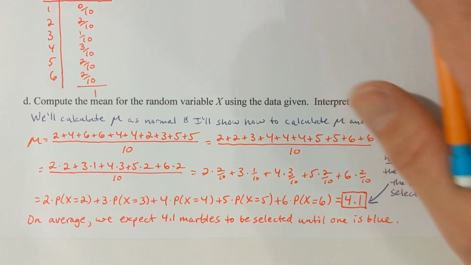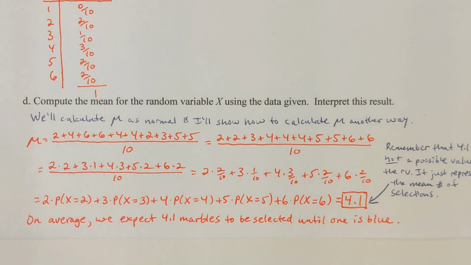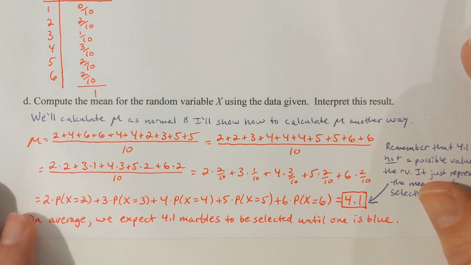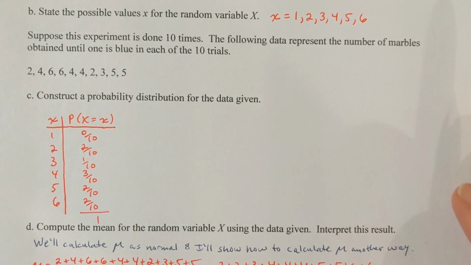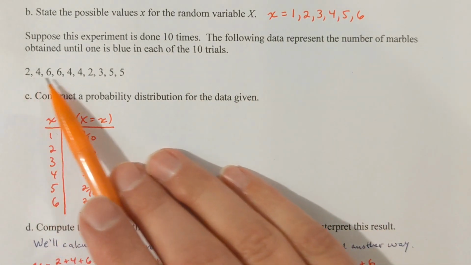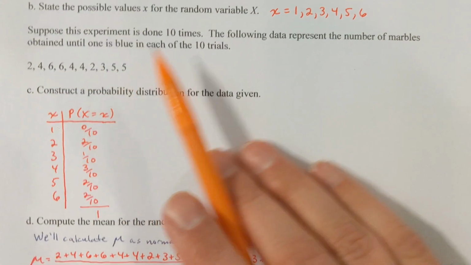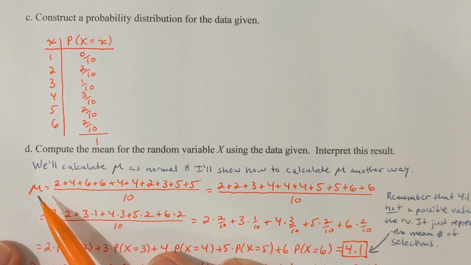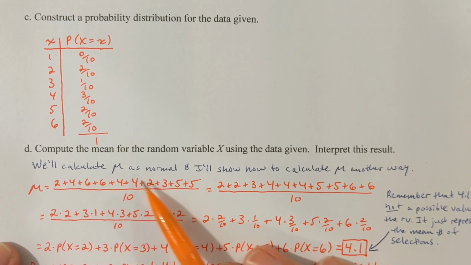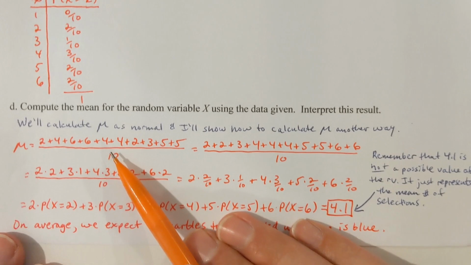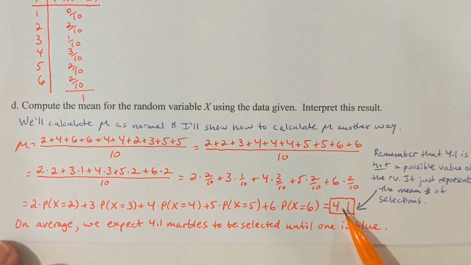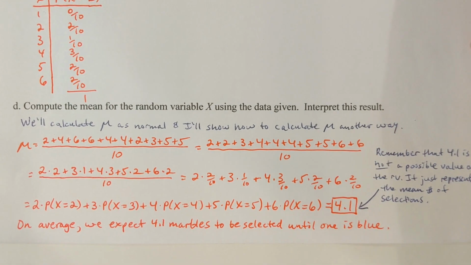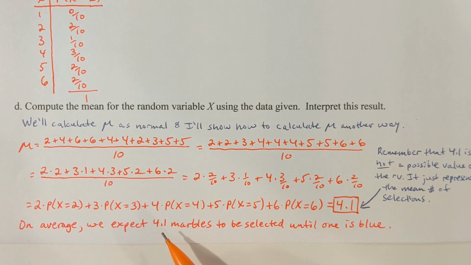Now part D, we want to compute the mean for the random variable x, and then we'll interpret the result. Well, the mean is simply that we're going to add up all these numbers and then divide by 10, right? And I'm assuming a population mean here for this problem. So I've added up all the 10 numbers and divided by 10, and I get 4.1. That's exact, by the way. Now what that means is that on the average we would expect 4.1 marbles to be selected until one is blue.